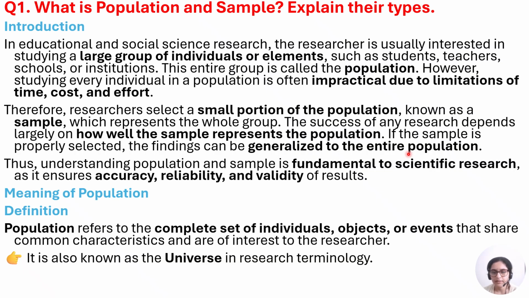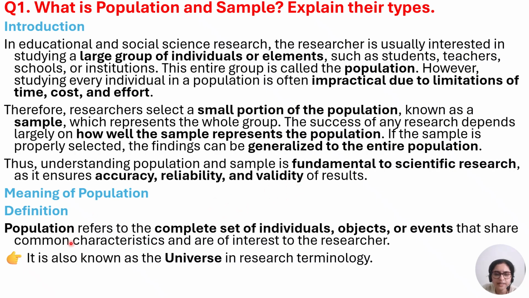If something works on the sample, then that can be applied to the whole population. Understanding population and sample is fundamental to scientific research. It ensures accuracy, reliability, and validity.